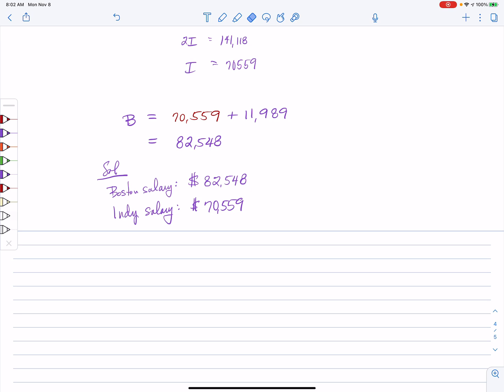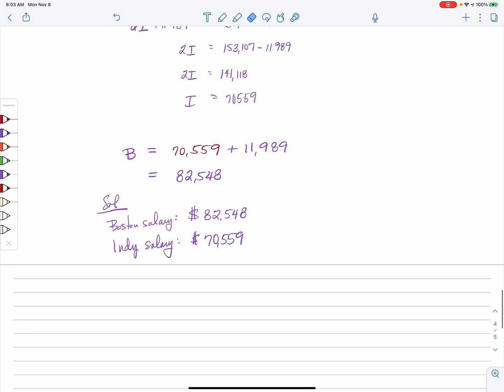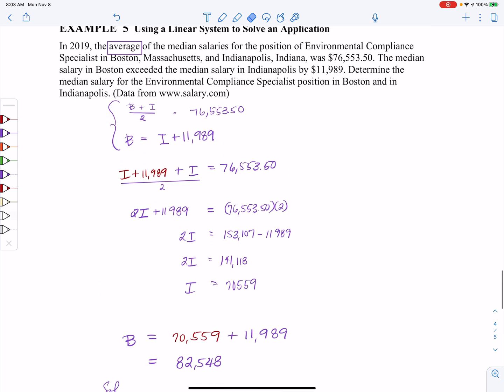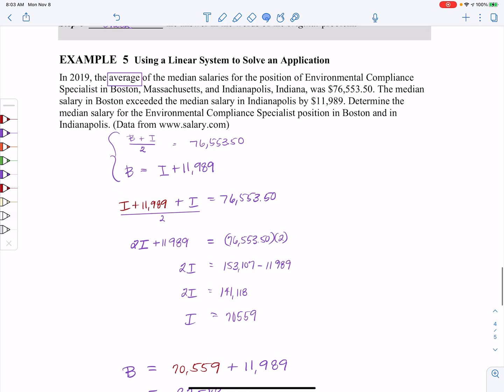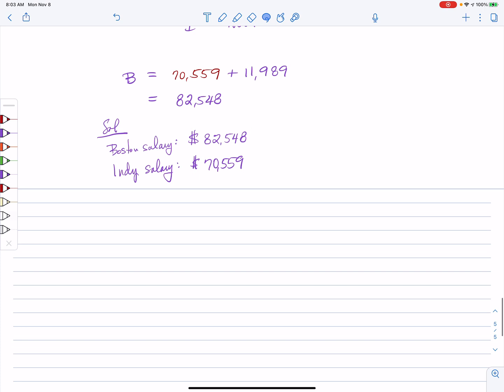And the last thing I'm supposed to do is ask myself, is this reasonable? Is it reasonable according to what we have in the original question? So my average of the two salaries is 76,000. Well, just guesstimating here, if I average these two, 76,000 sounds about right. And then secondly, Boston's salary was higher than the Indy salary. Well, I definitely have that here. By how much? By 11,000 something, almost 12,000. And that looks about right here. So we're checking our work to make sure it makes sense. We're checking our work to see if it matches up to the original question.